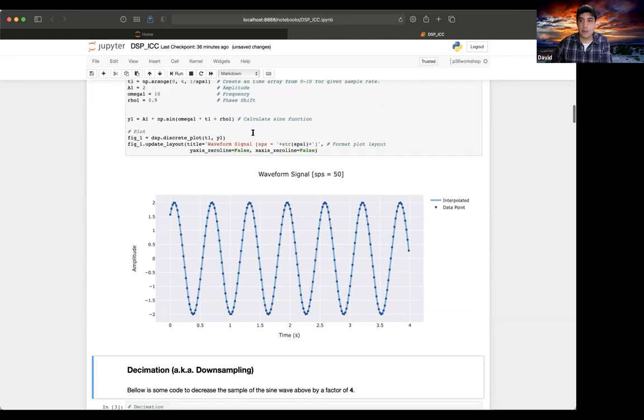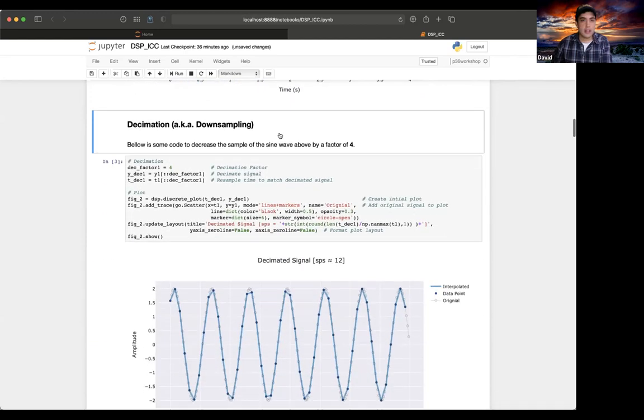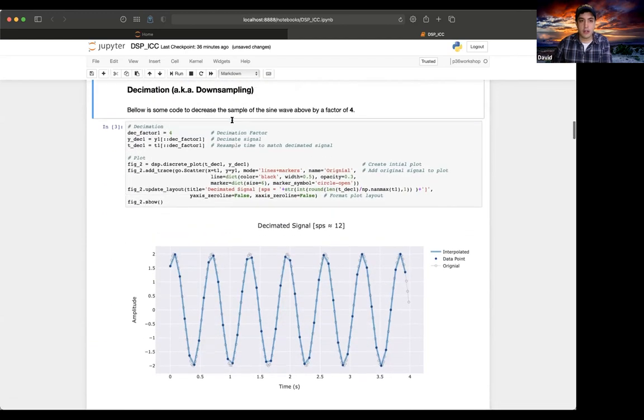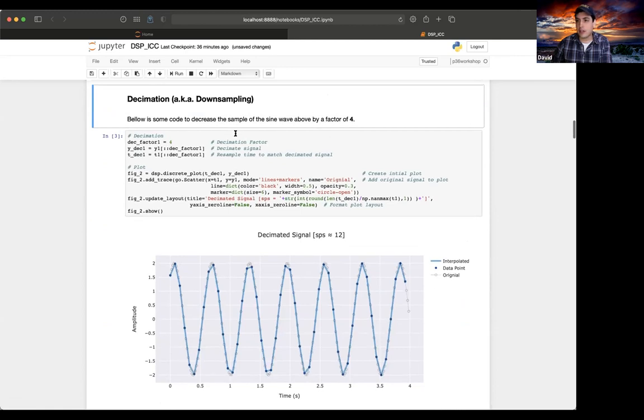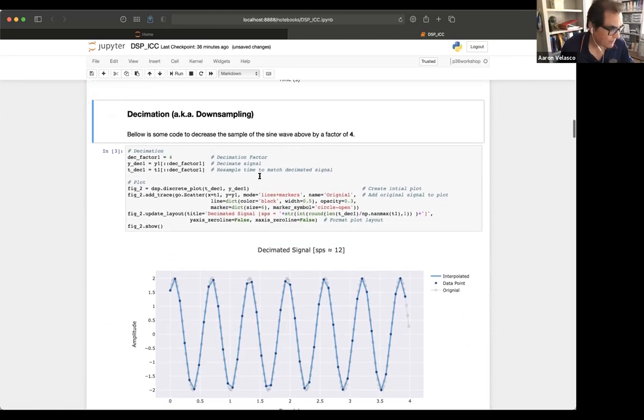Okay, so kind of moving on. Did you want me to just go through the code, or did you have something to share for your notes? No, go ahead and go through the code.